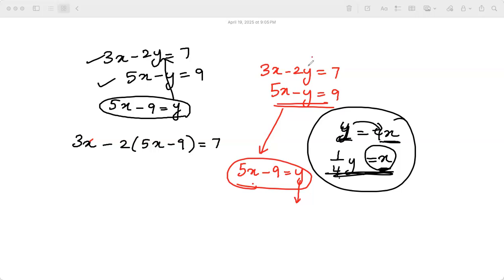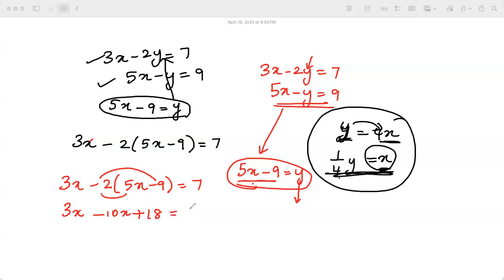Now this y I can plug it inside here. Now 3x minus 2, instead of the y, I can plug in 5x minus 9 will be equal to 7. That gets you to 3x minus 10x plus 18 will be equal to 7. Minus 7x will be equal to minus 11. X will be equal to 11 by 7. I got the value of x.